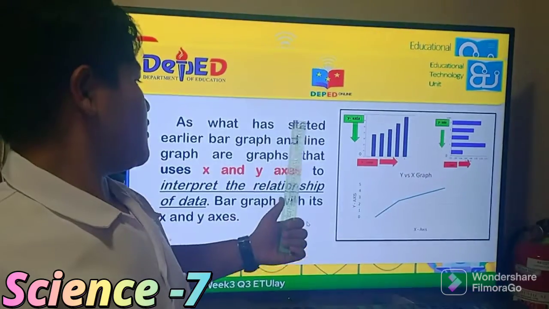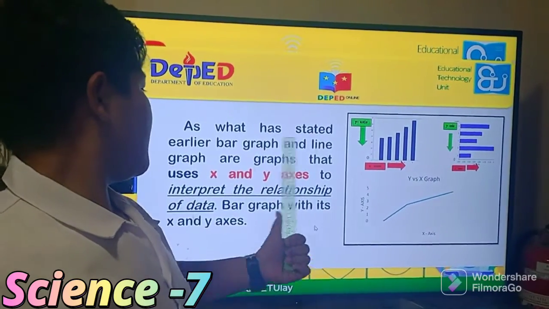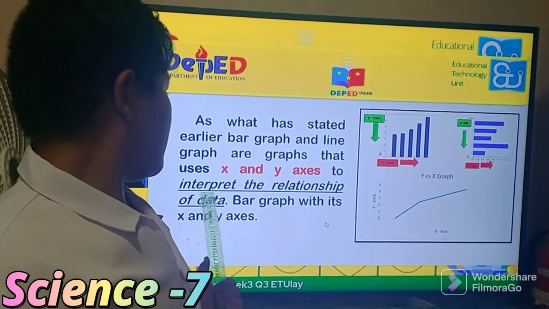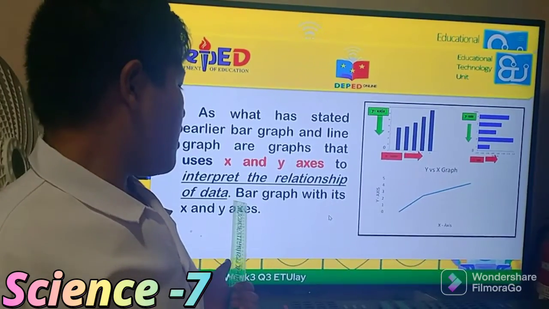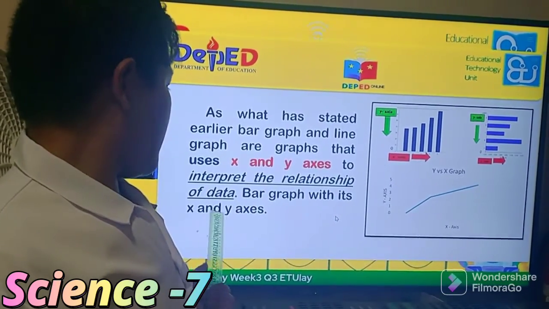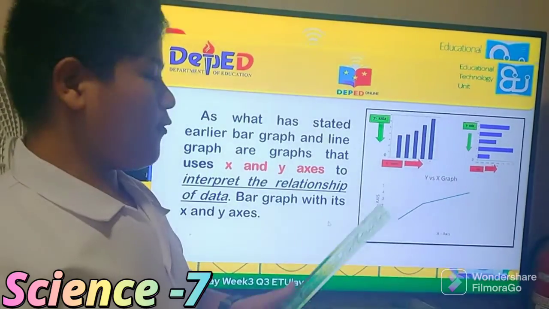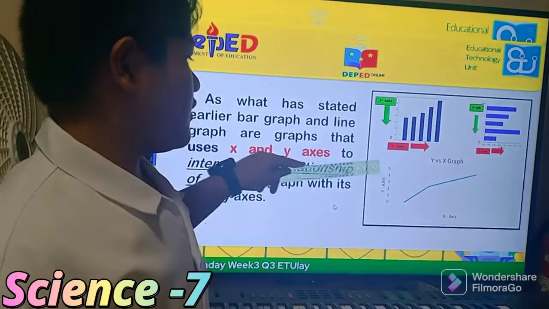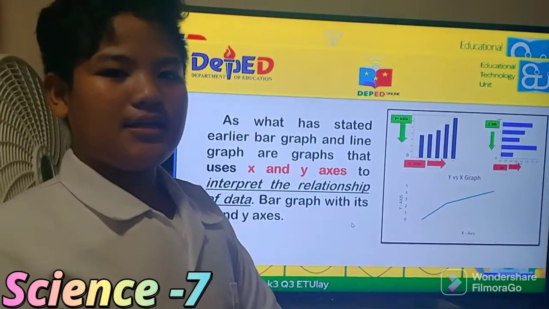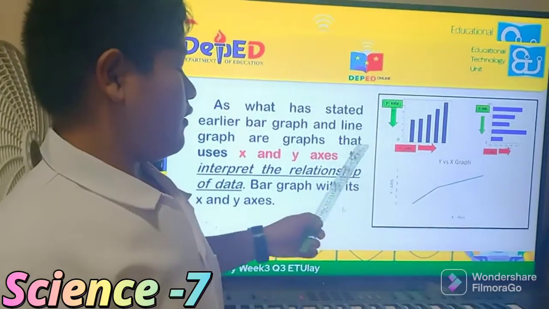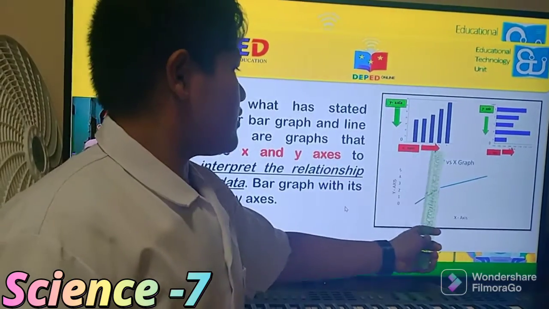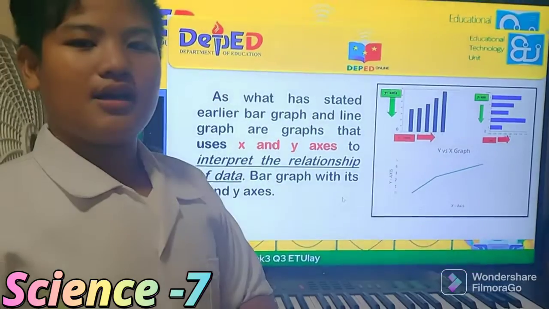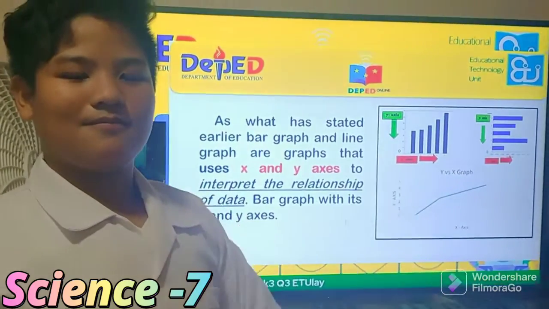As stated earlier, bar graph and line graph are graphs that use x and y axis to interpret the relationship of data. Bar graph with its x and y axis. For example, this one. Y-axis are vertical. And x-axis are horizontal.